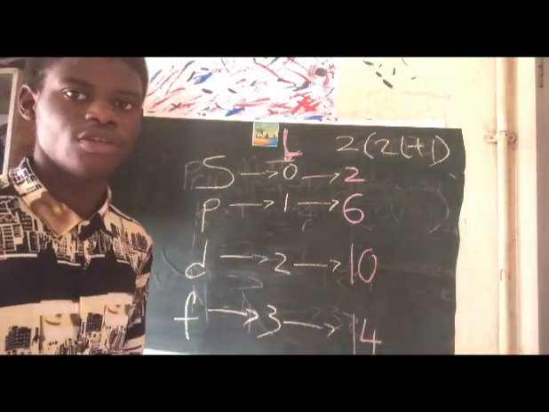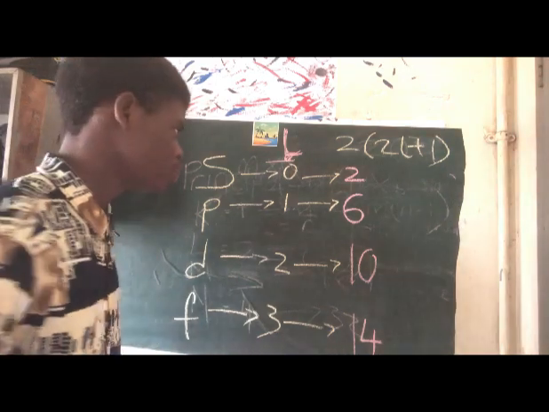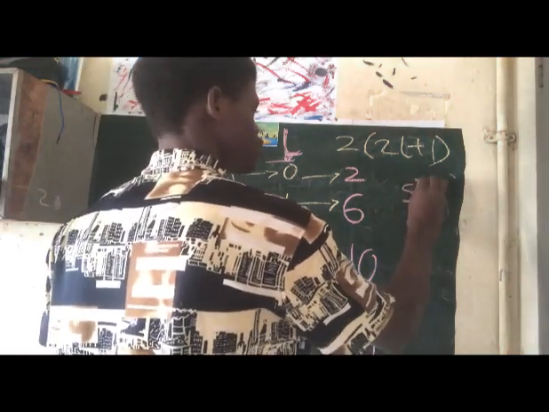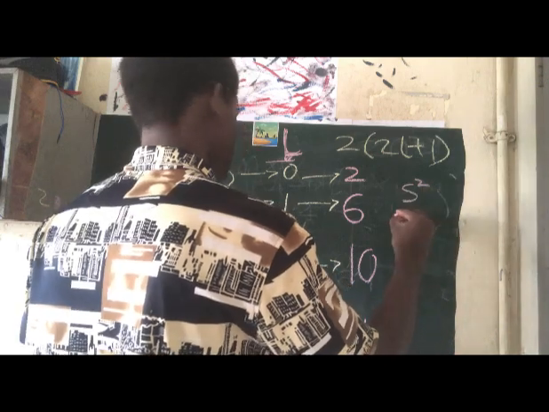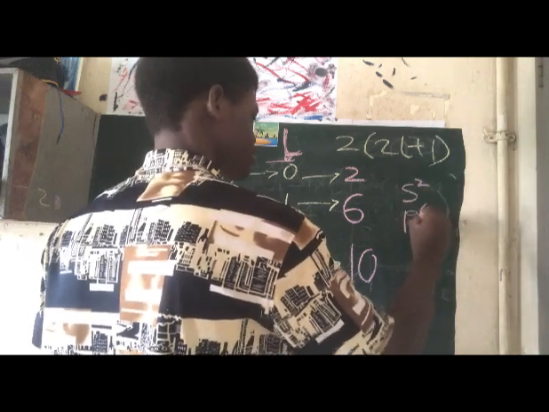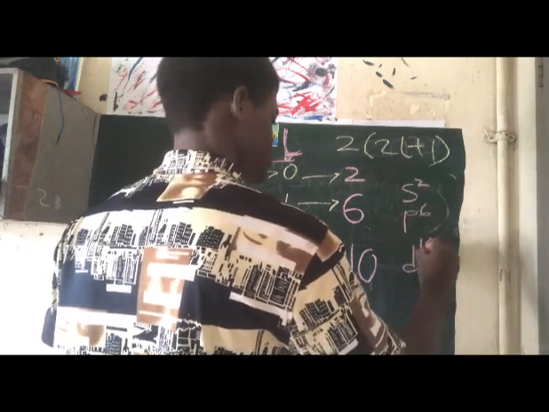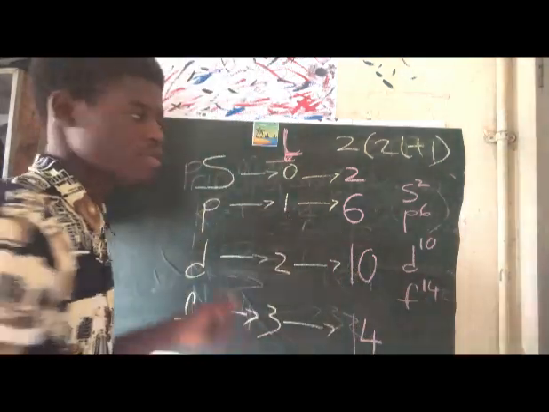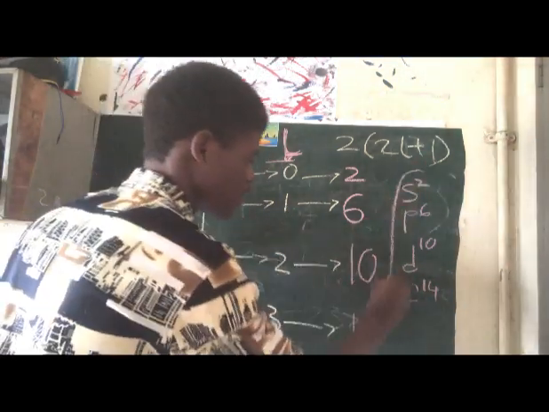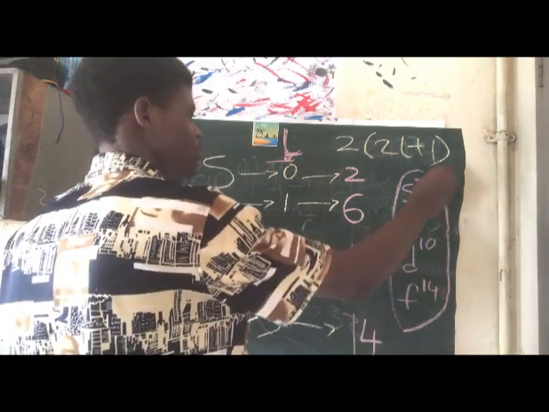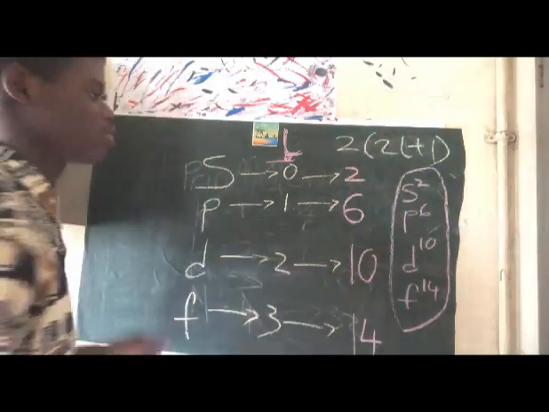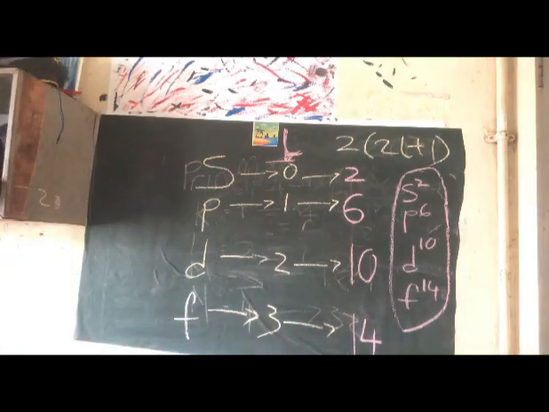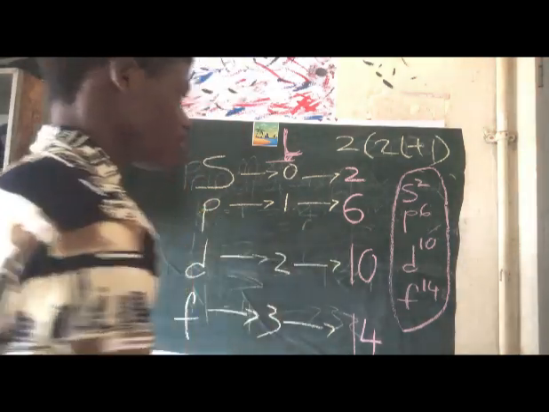So that's why we used to write the maximum numbers as s2, p6, d10, and f14, because these are the maximum number of electrons that can occupy each subshell. So that's what you need to know.